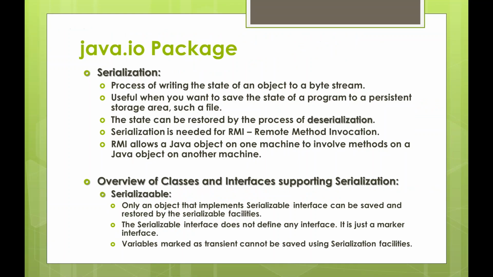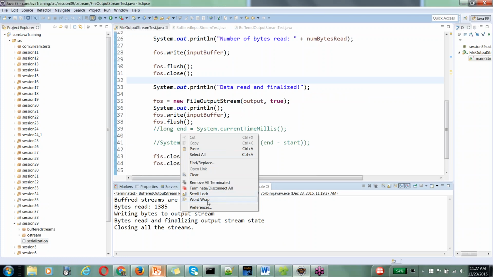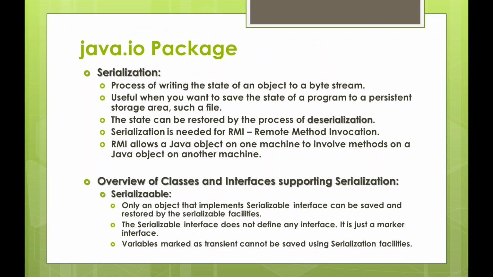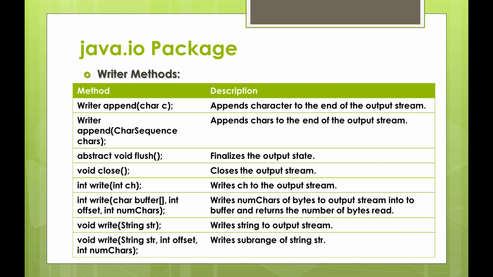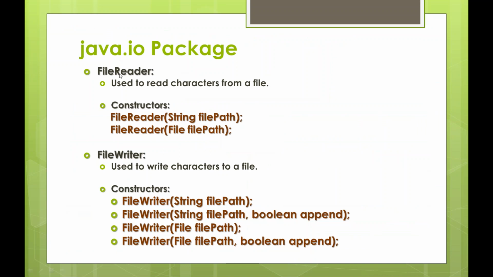So let us proceed with the serialization. I don't have any examples for serialization, so we will try on the fly. Let me close all these things. I would suggest all of you to try the reader and writer classes. For reading, as I mentioned, file reader. Similar to what we had with buffered input stream and buffered output stream, we have buffered reader and buffered writer also. Just refer to some material, you'll get an idea how to use those things.